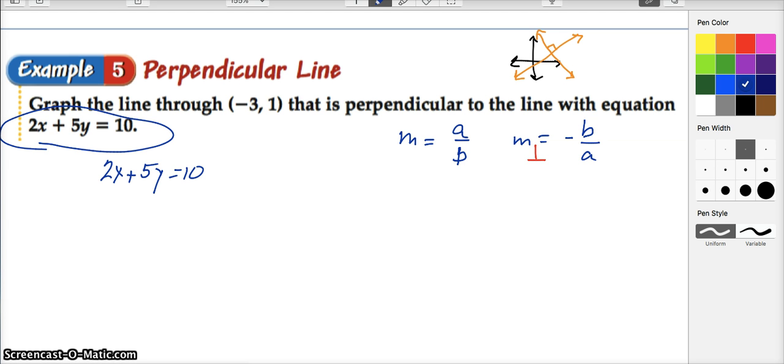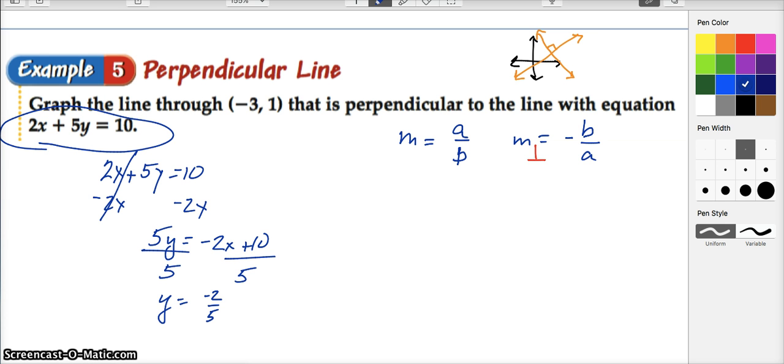I need to isolate the y term. So I'm going to add negative 2x to both sides, getting the 2x out of there. 5y is equal to negative 2x plus 10. I'm going to divide both sides by 5. y is therefore equal to negative 2/5 x plus, not 10, but 2. Notice the 5 needs to divide into both of those, okay?